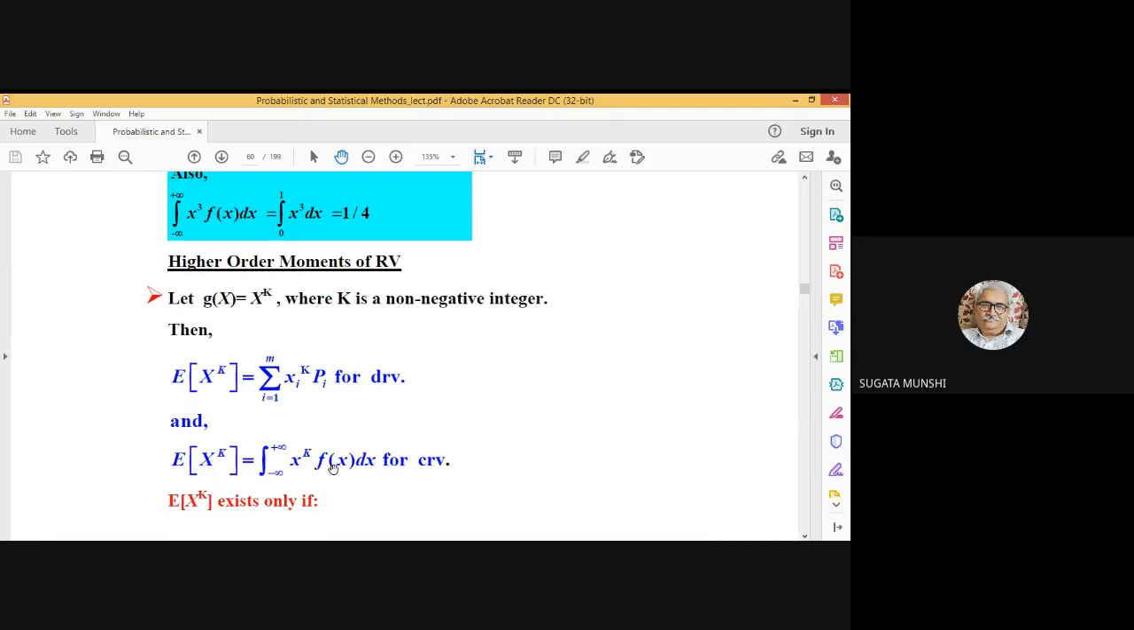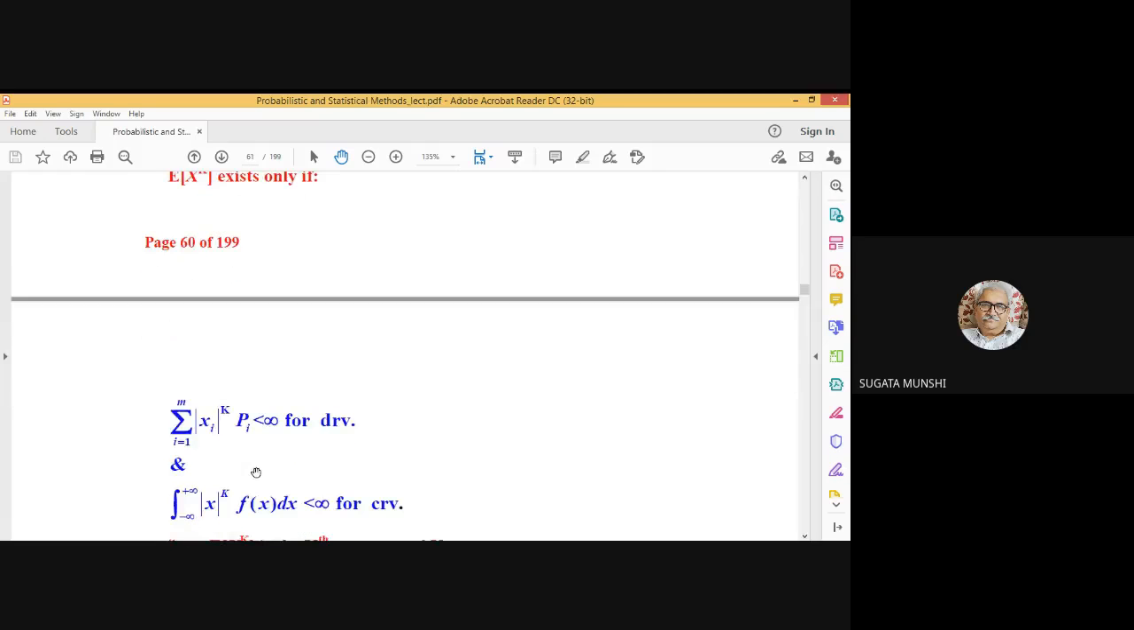All right. If it is a continuous random variable, then again, from the law of the unconscious statistician, the kth order moment, which is the expectation of x to the power k, will be given by this expression. And in each case, the moment will exist only if that sum is finite for a discrete random variable and this integral is finite for a continuous random variable.